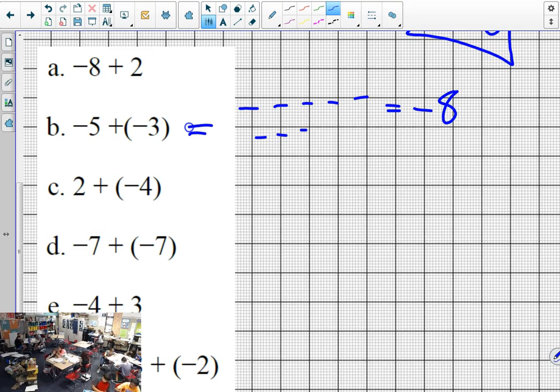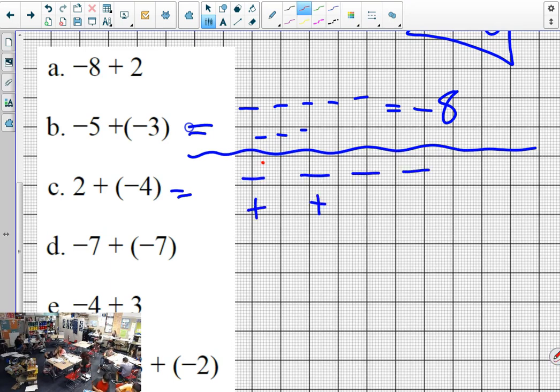In C, Izzy, what cancels out in C, what becomes additive inverses? So these two positives with those two negatives, what do we end up with? -2.